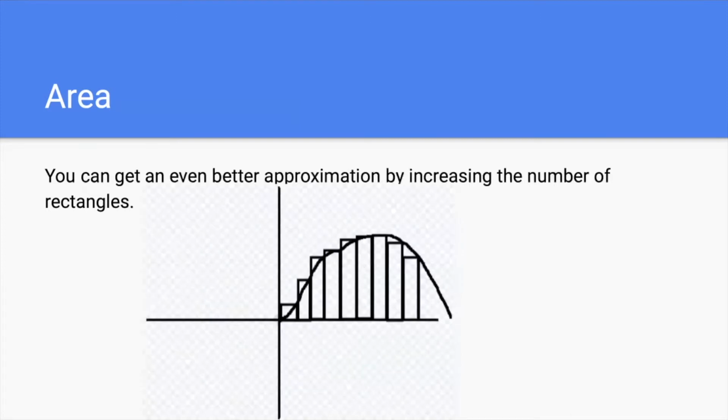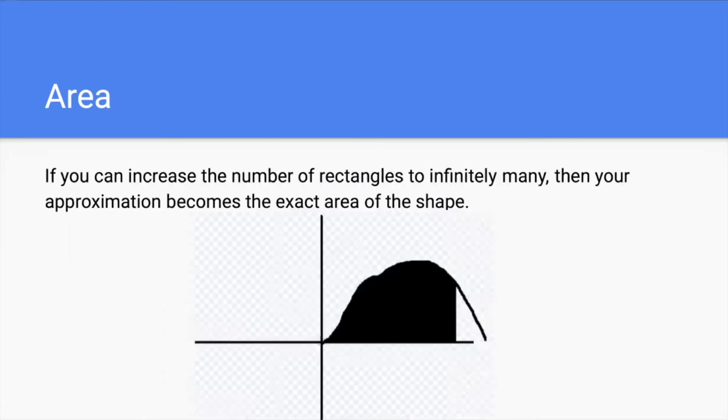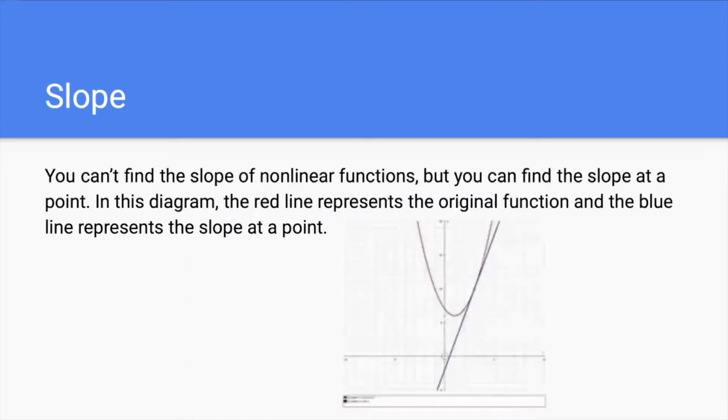And if you increase the number of rectangles, then your approximation gets even closer to the actual area of the shape. And if you keep on increasing the number of rectangles to infinitely many, then your approximation becomes the exact area of the shape. And as for slope, you can't find the slope of nonlinear functions, but you can find the slope at a point of a nonlinear function.